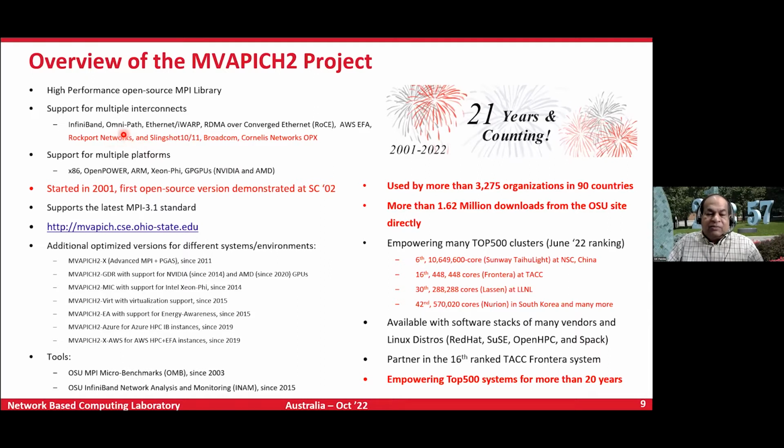But over the years, we have expanded across all the different networks: Omni-Path, iWARP, RoCE, even the AWS EFA adapter. And recently, I'll talk about how we introduced support for even libfabric and UCX. So now we support all the networks.